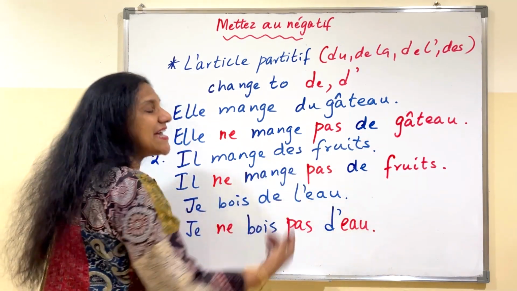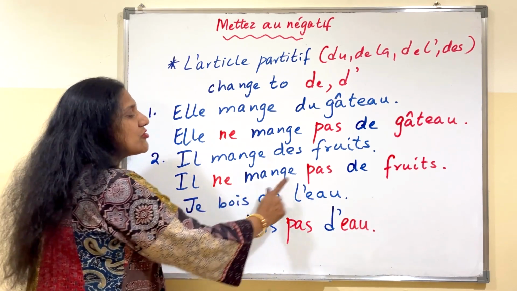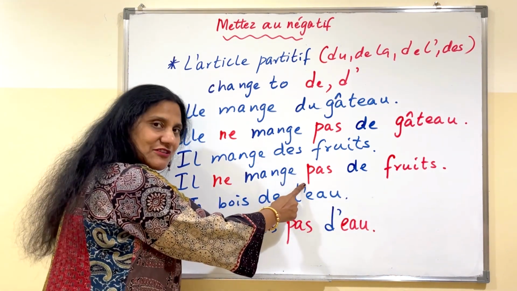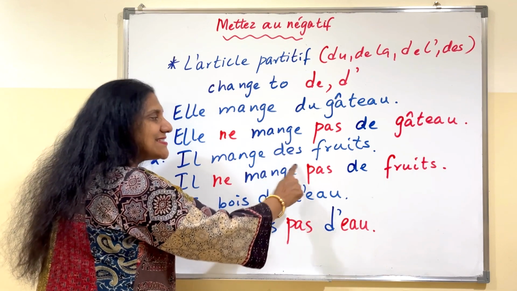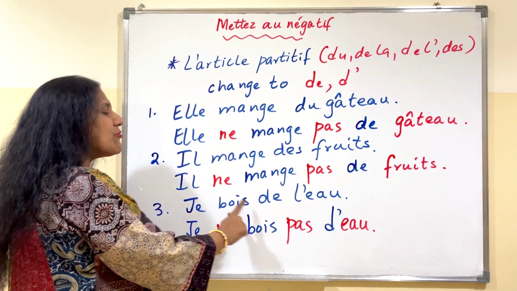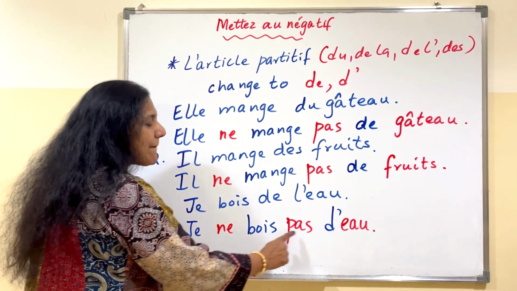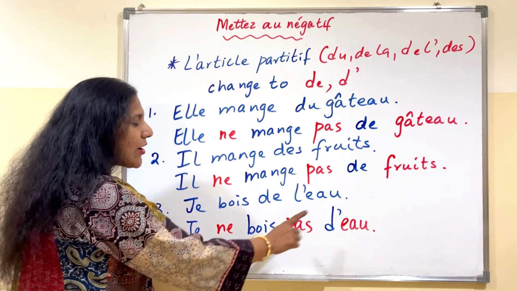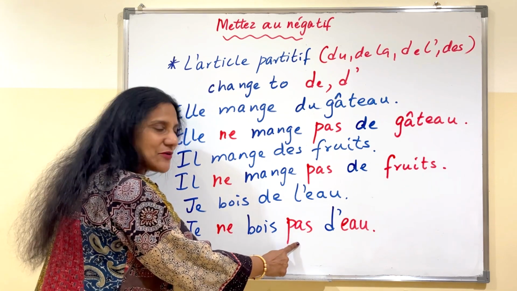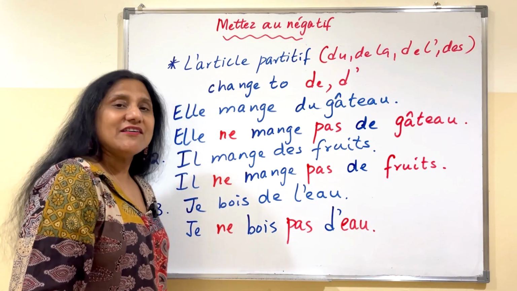Il mange des fruits. He eats some fruits. Il ne mange pas de fruits. Put ne before the verb, pas after the verb, and the partitive article des changes to de. Je bois de l'eau. I drink some water. Je ne bois pas d'eau. Put ne before the verb, pas after the verb, and d apostrophe because this word begins with a vowel.